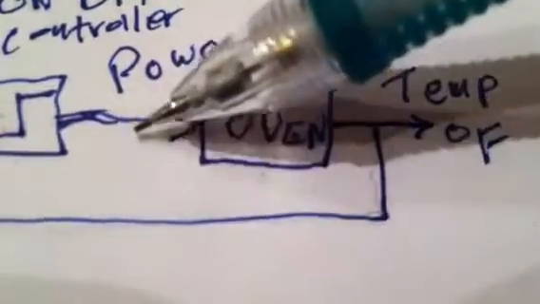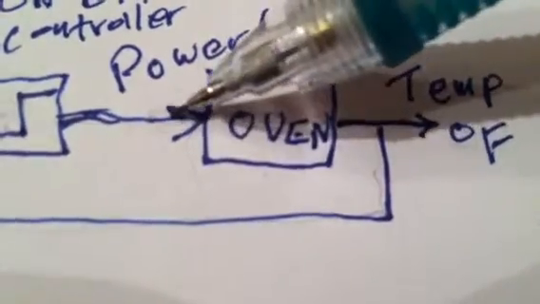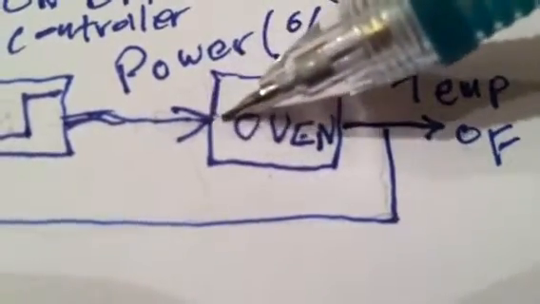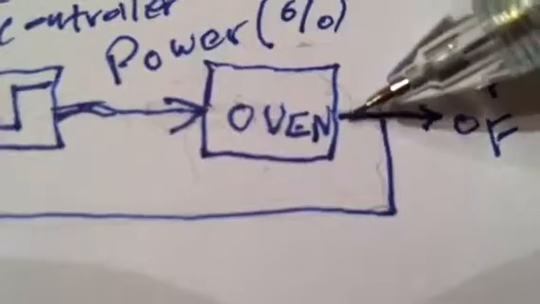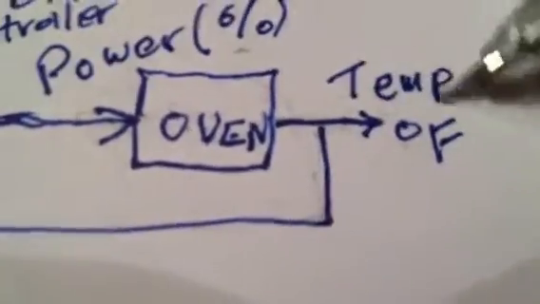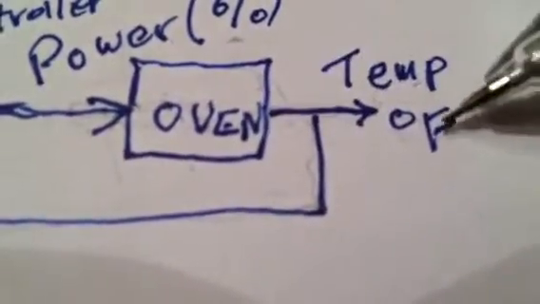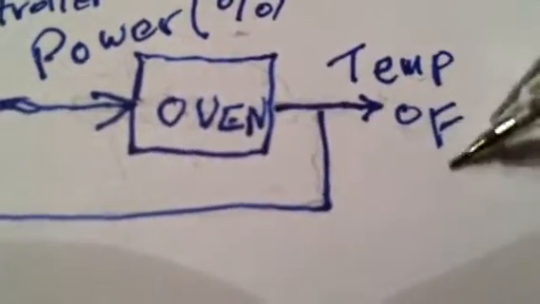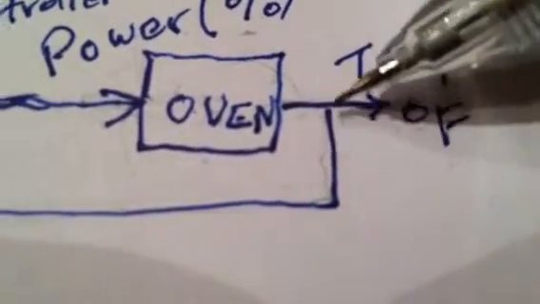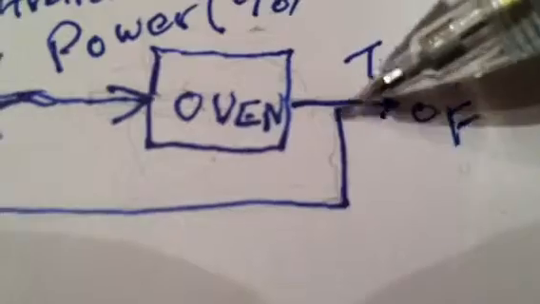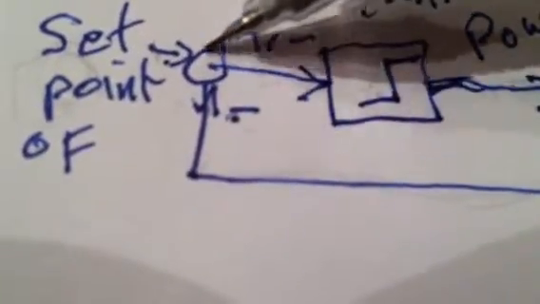The power is the input to the oven. It's measured in percent. The diagram shows power coming in here, and the information about the temperature in the oven comes out the other side. It's measured by a sensor in the oven, in degrees Fahrenheit. The temperature is then also sent along here back to a summation point.